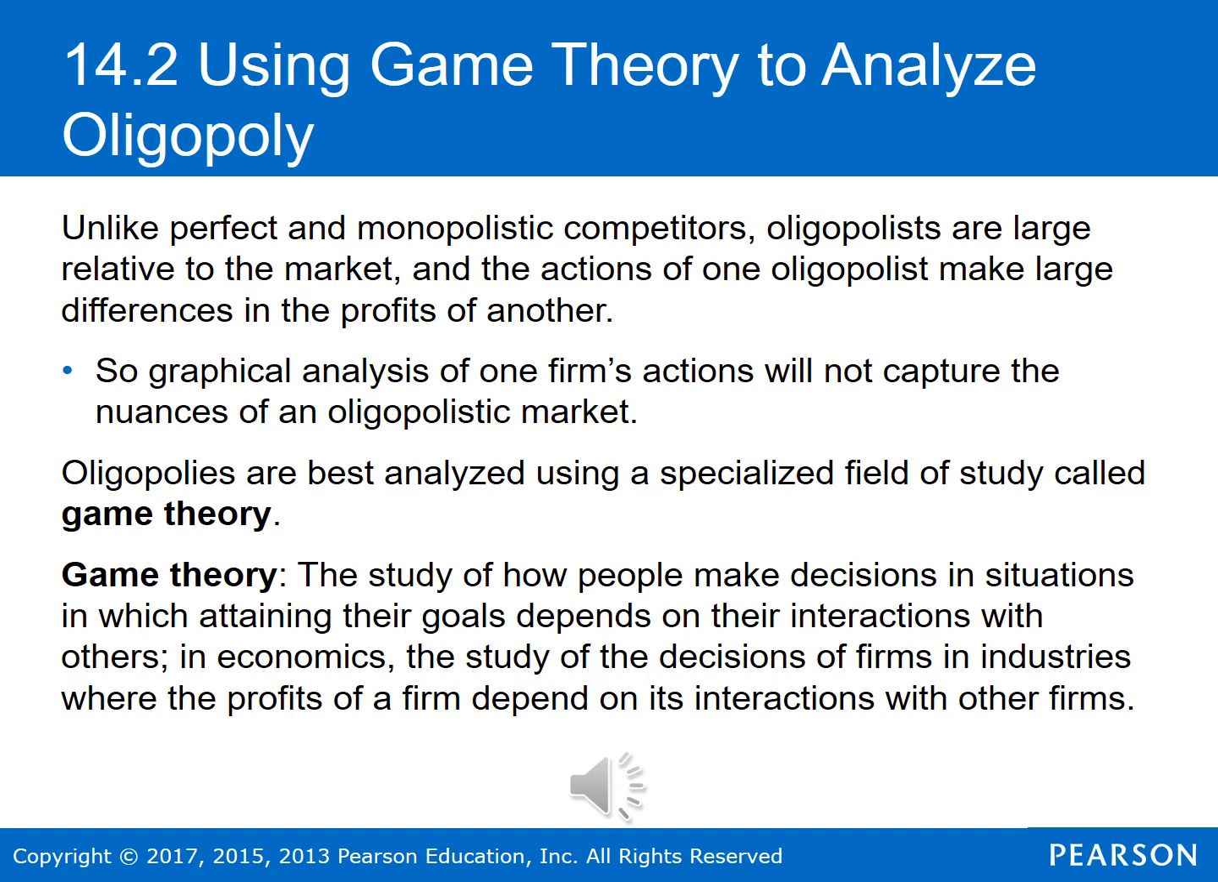Game theory was developed back in the 1940s by economists, mathematicians, and social scientists, usually credited to John von Neumann and Oscar Morgenstern. The basic idea of game theory is we're studying how people make decisions in situations in which attaining their goals depends on interactions with others. In economics, we'll use this to study the decisions of firms and industries where the profits of a firm depend on interactions with other firms.